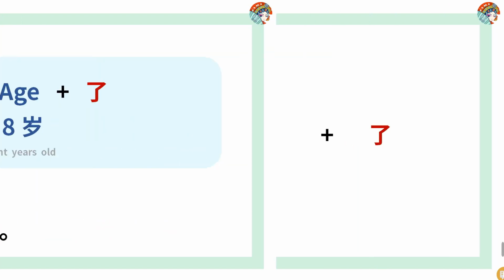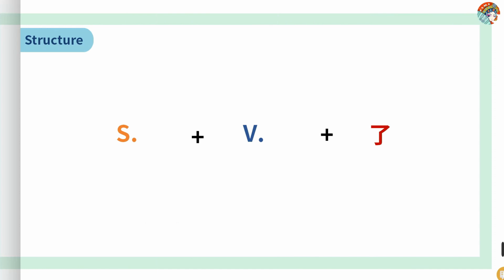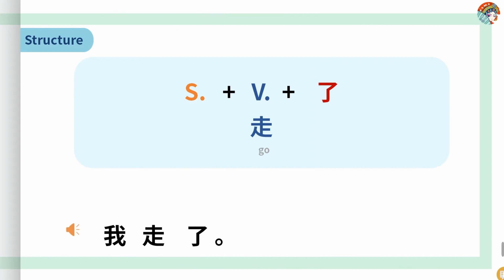Okay, secondly, I will show you another. The change of action. The structure is subject plus verb plus 了. Of course, I will show you one example. The verb is go, and click here. 我走了。It means I'm going.